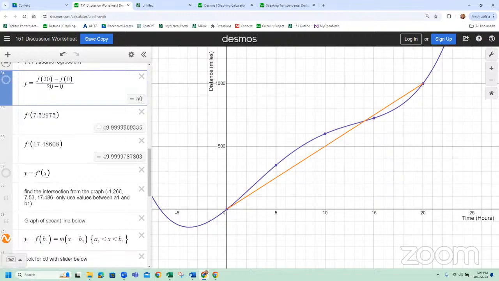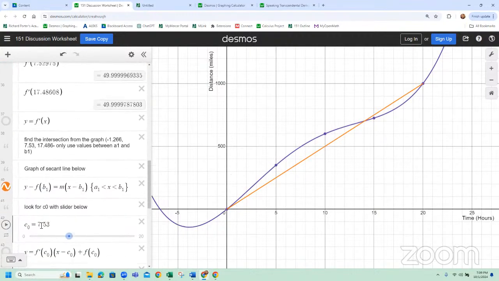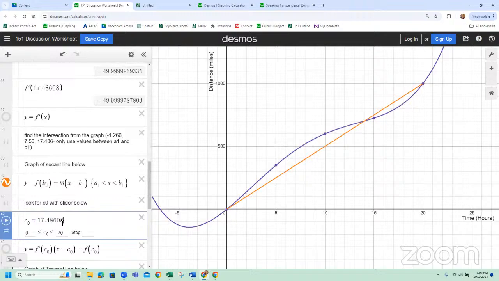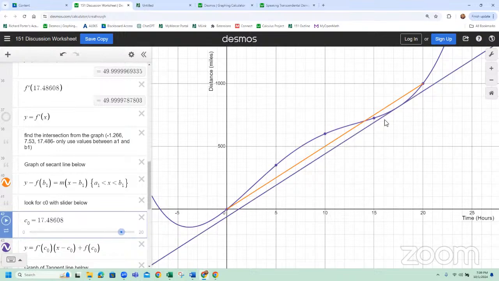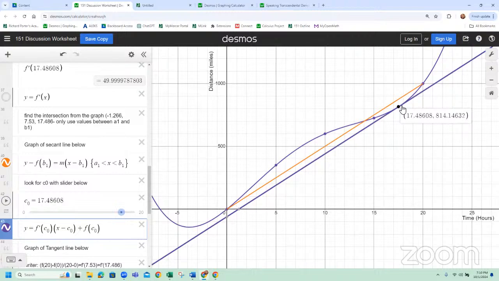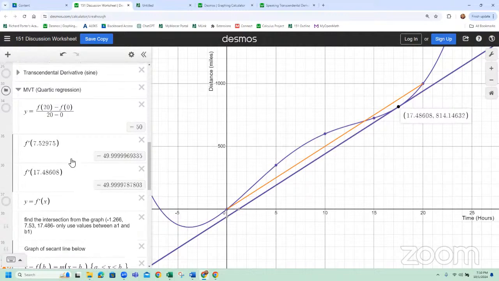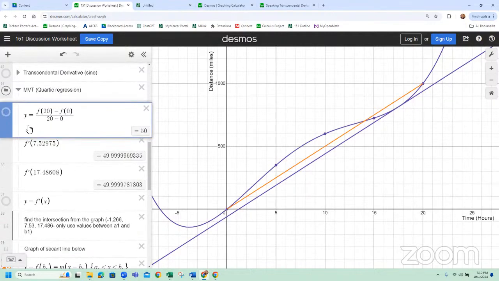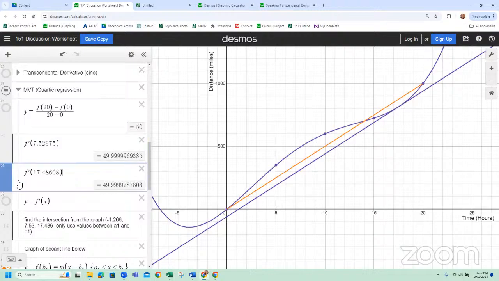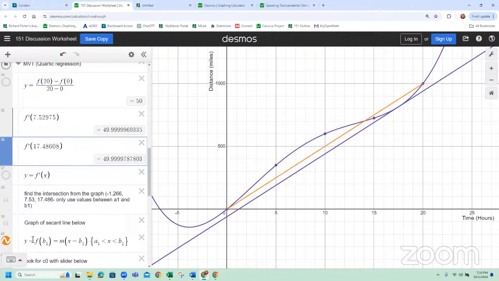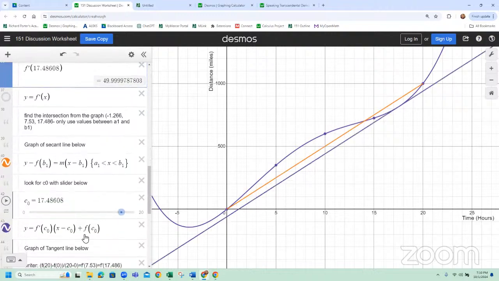Now the next thing I'm going to do is I need to change this C0 to one of those two values. There's 17 point whatever. And then turn that graph on. You see how they're parallel? I need to see parallel lines. That tells me that the slope of the secant line is the same as the slope of the tangent line here at 17.48648. Okay, so I want to see this line, average rate of change. I want to see the instantaneous rate of change of any point that's relevant. And then I want to see the secant line graphed, and I want to see the tangent line graphed.